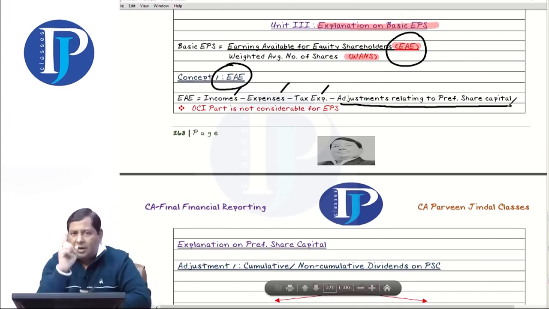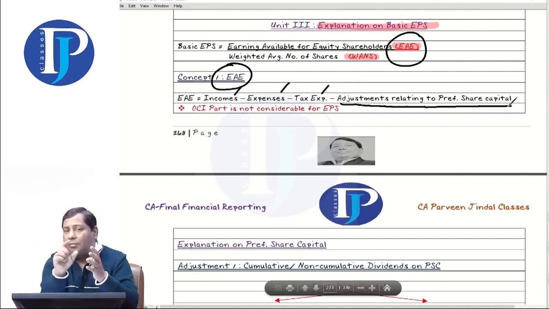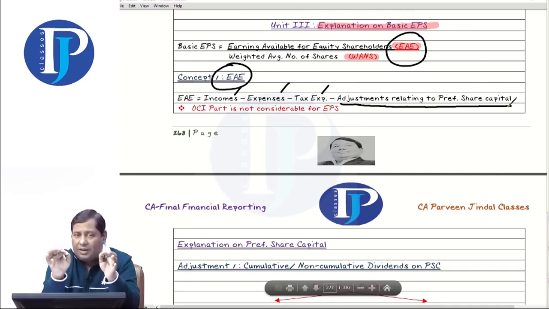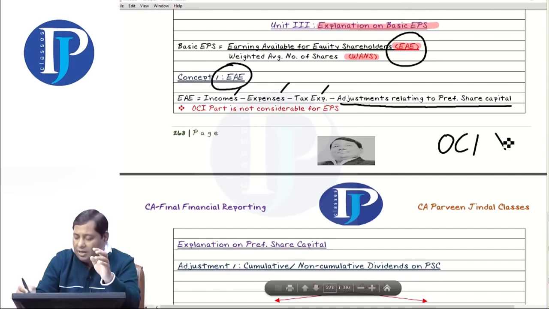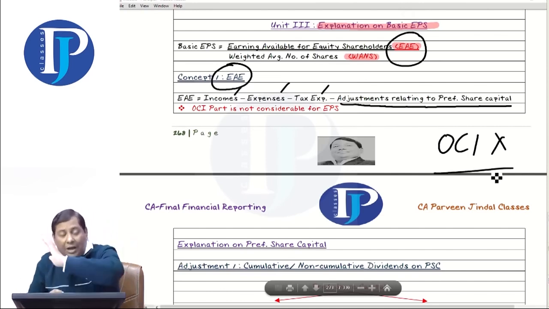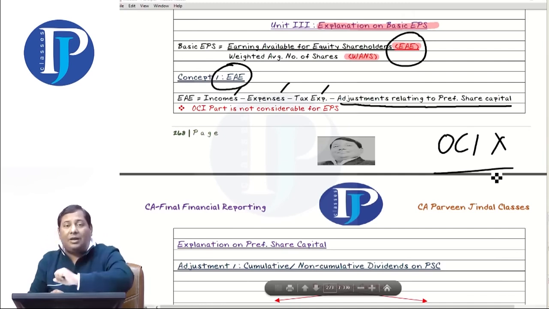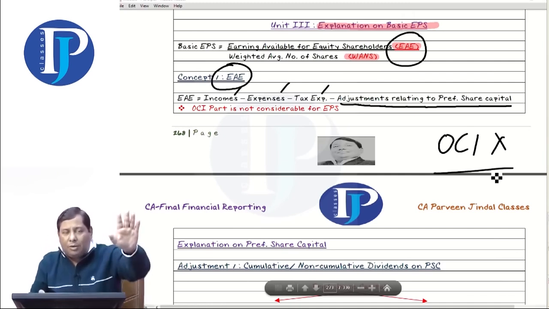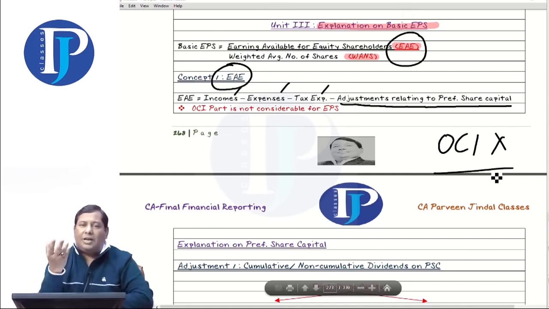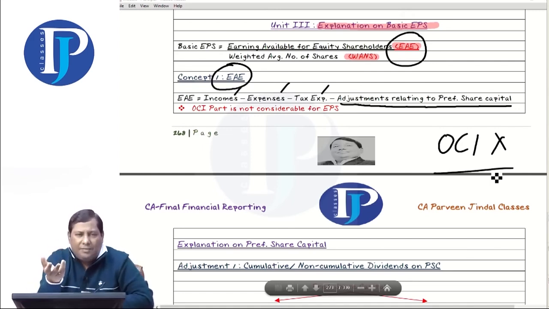And one thing more which I think every student already knows is, in Schedule 3, P&L is divided in two headings. One is normal profit and second is other comprehensive income, OCI. So, it is clearly written in the end of AS33 that the OCI part won't be included in the EPS. We don't calculate EPS based on total comprehensive income. Instead, we calculate EPS based on normal profit. Clear?